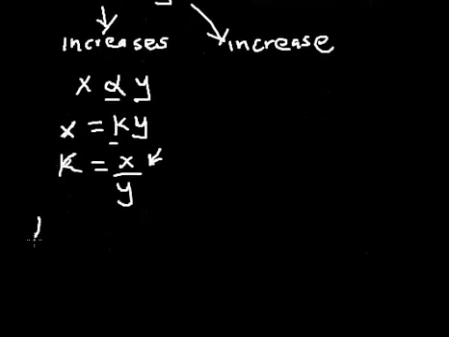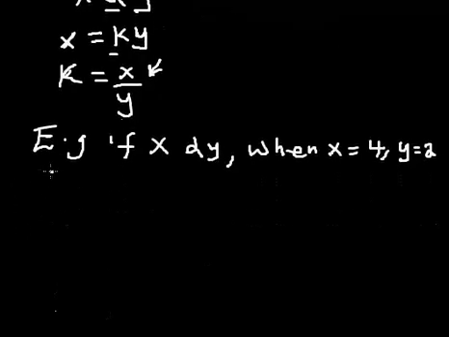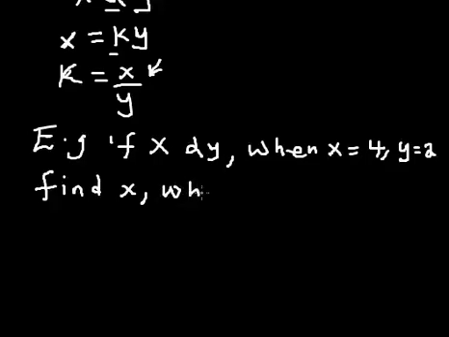So now let me give an example. Let's say we have a question where they said, if x varies directly as y, then when x is equal to 4, y is equal to 2. The question now is, find x when y is equal to 8.